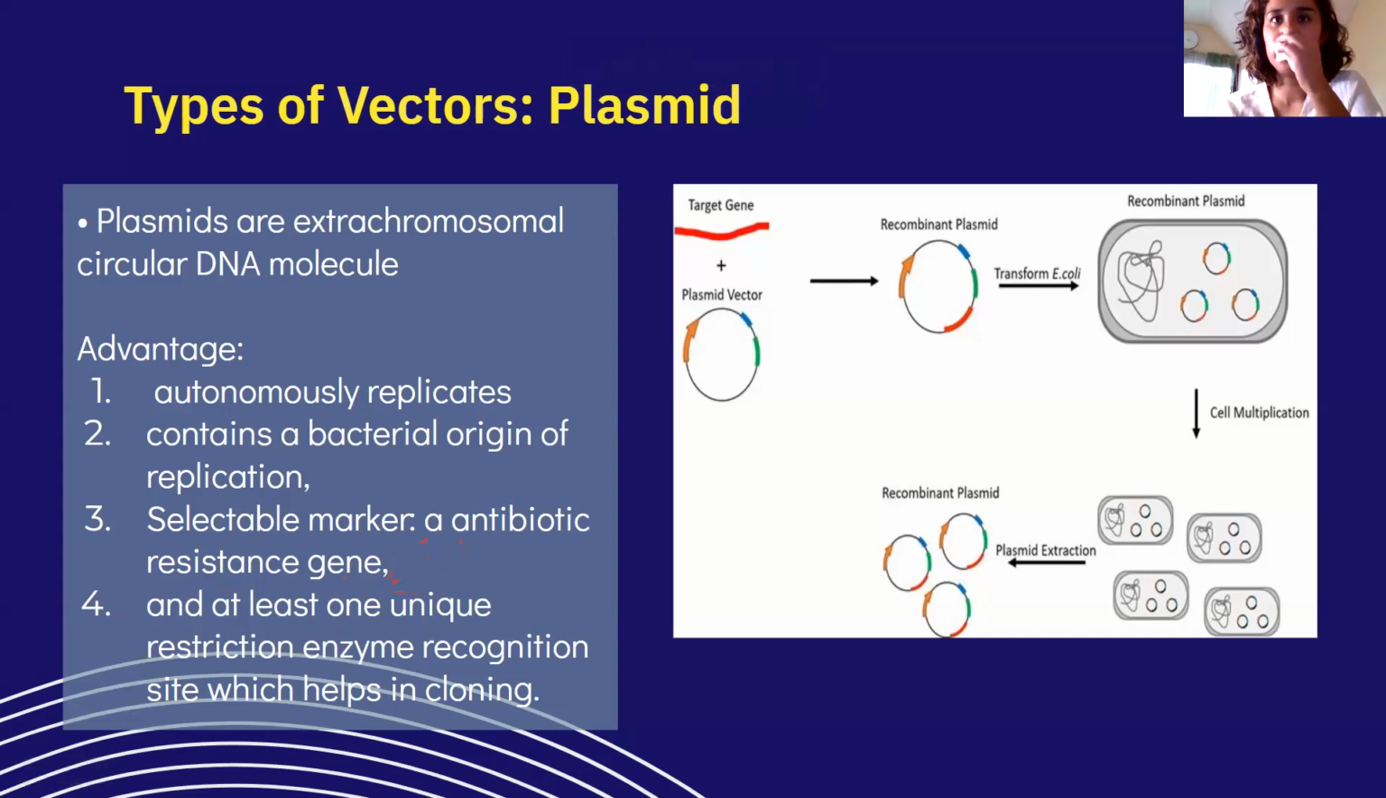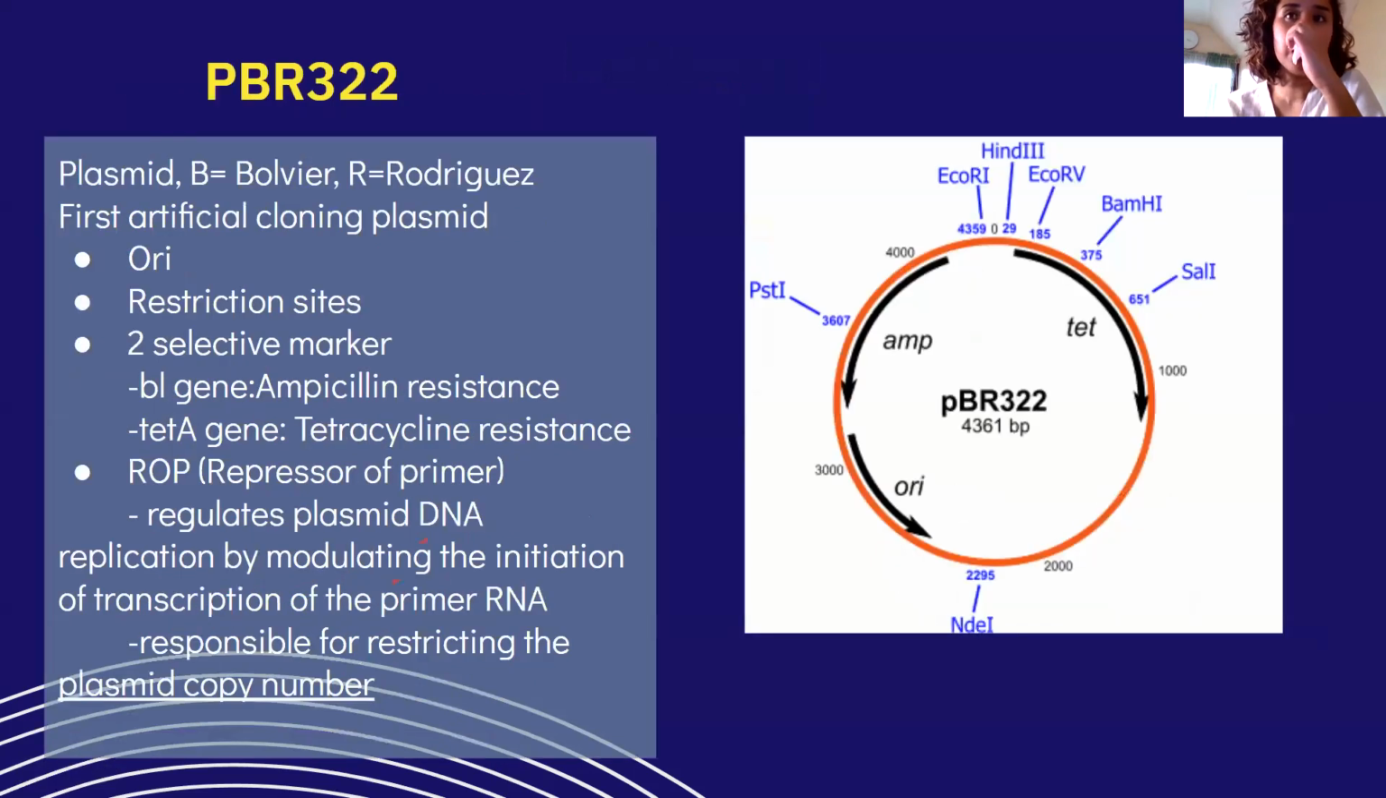So, our plasmids, alam mo naman ang plasmid, di ba? So, example of plasmid is pBR322. So, this is the first artificial cloning plasmid. So, they made this in the laboratory, okay? So, if you're the scientist, you could use this as your vector, okay? So, kung may desired gene ka, pwede mong gupitin nito, open it, and insert your desired gene, okay? So, you could use your pBR322. So, p means plasmid, B means Bolivar, R means Rodriguez. So, they were the discoverers.